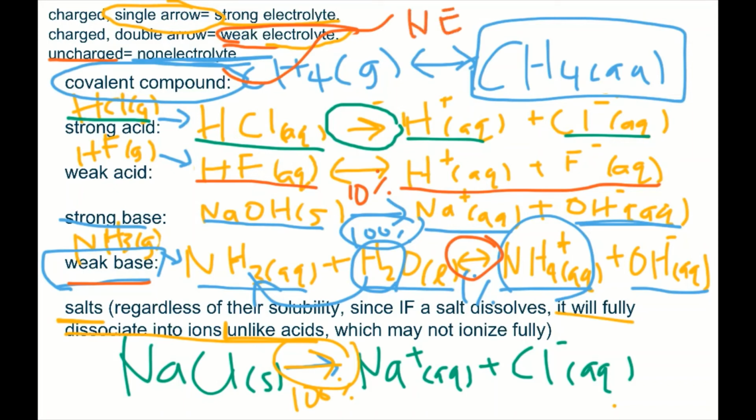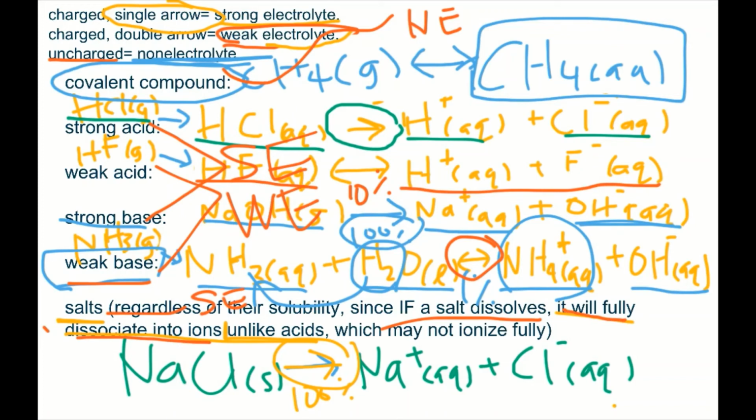non-electrolytes. Strong acids and strong bases are strong electrolytes. And weak acids and weak bases are weak electrolytes. And last but not least, salts are strong electrolytes. And let's read the note that I wrote. Regardless of their solubility, if a salt dissolves, it will fully dissociate into ions.